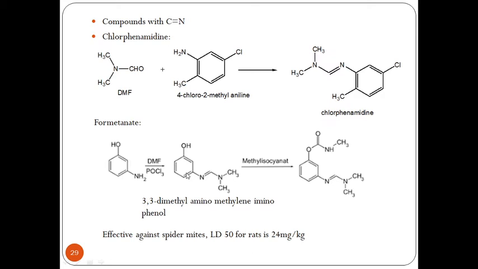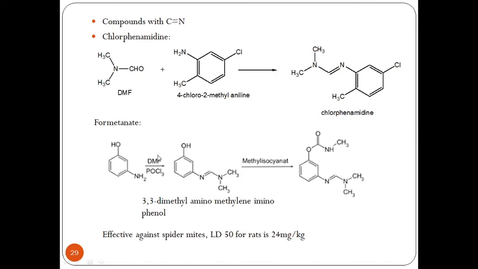Aminomethylene iminophenol system will be synthesized. This reacts with methyl isocyanate, that is CH3 N double bond C double bond O. Now this component reacts with methyl isocyanate. Oxygen attacks onto the C double bond O to give me the final component. Methyl isocyanate would go and attack at the OH to give me formetanate.